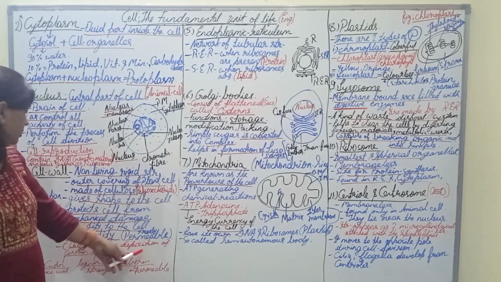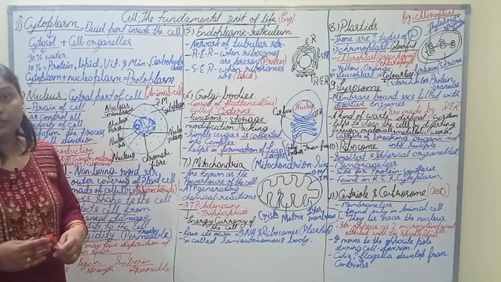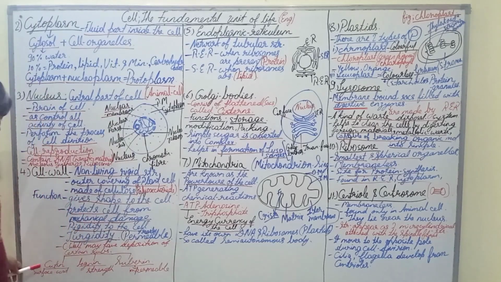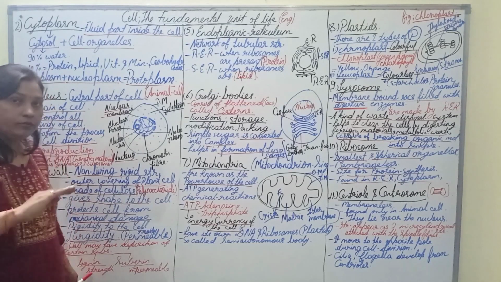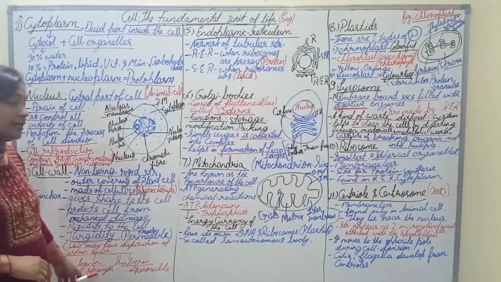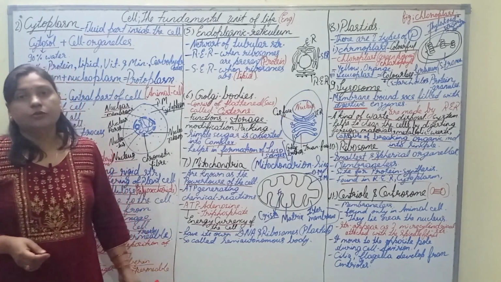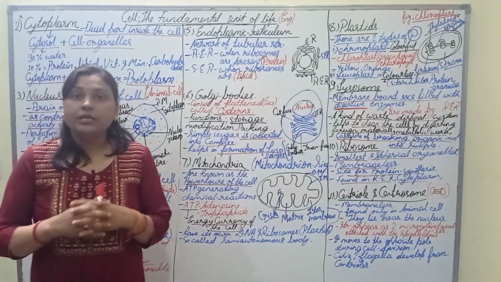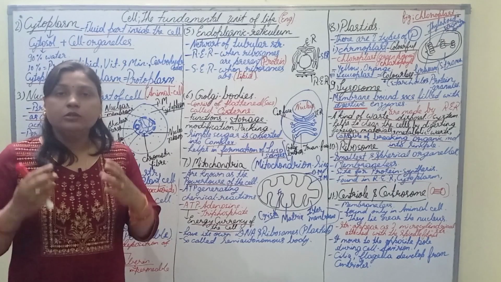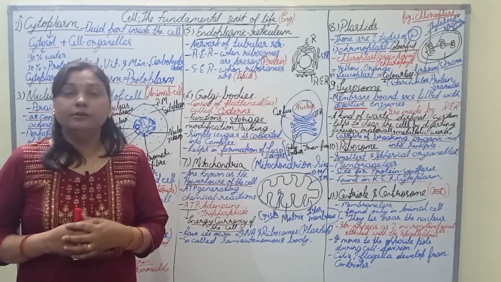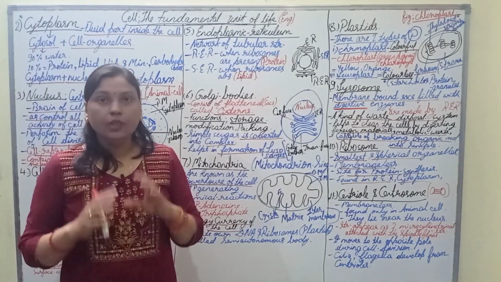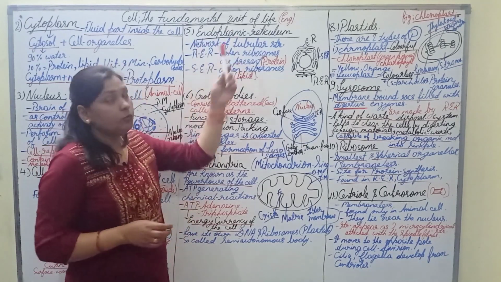Cell wall may have deposition of certain substances: cutin, which helps in surface coating of the plant; lignin, which gives strength to the plants; and suberin, which makes the plant impermeable, that means it does not allow any material to enter into the cell. Now moving on, we have endoplasmic reticulum.